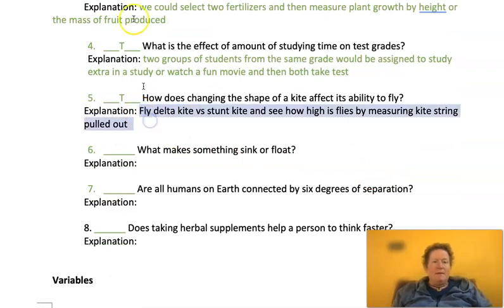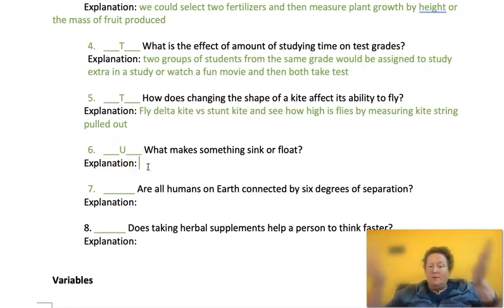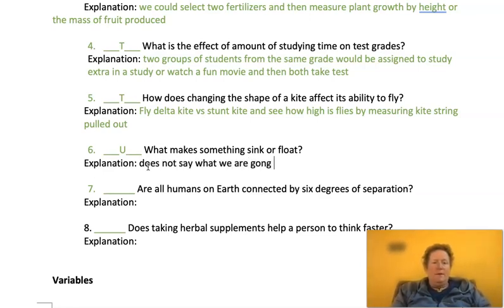What makes something sink or float? Now we can figure that out, but as written, this is not testable. We'd have to compare one object to the other. We'd have to say what we were going to measure. It does not say what we are going to measure.